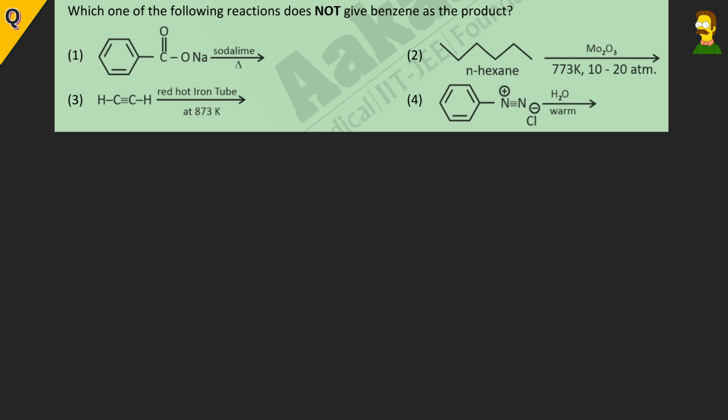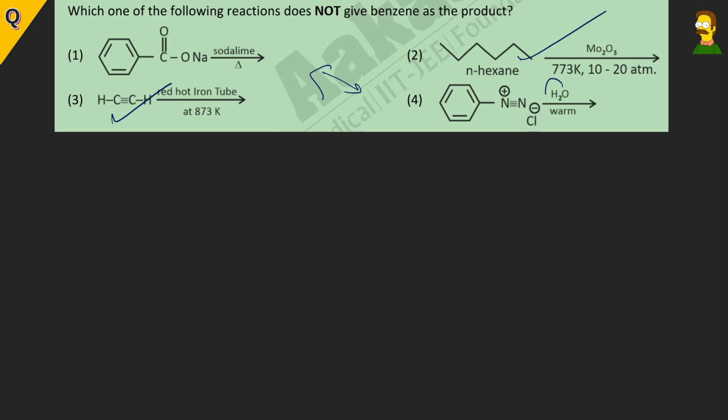So which of these gives benzene? I know that this one does for sure. I know that this one does for sure. This is cyclization and this is red hot tube. I've marked this so many times from the NCERT. Easy question, right? Well, you've got to select between 1 and 4 which one's the answer going to be.